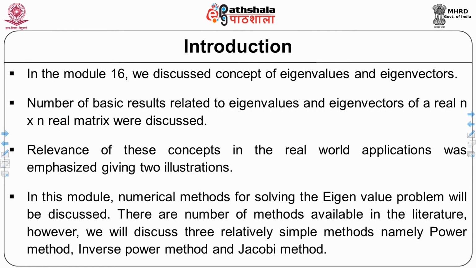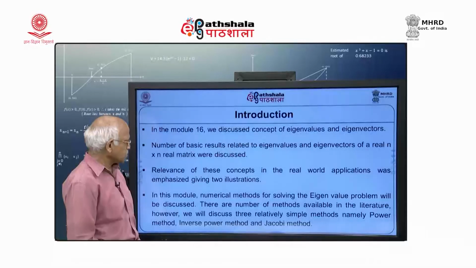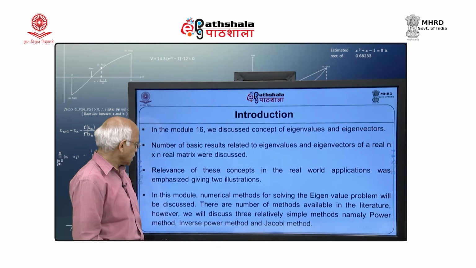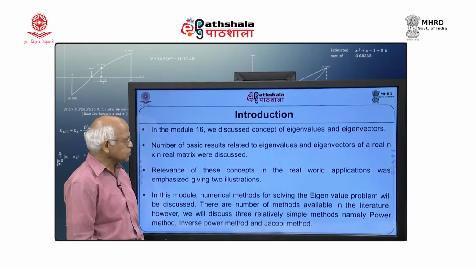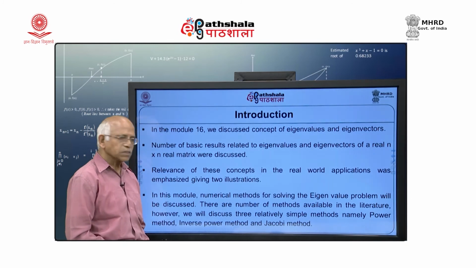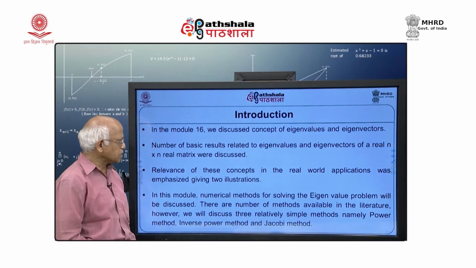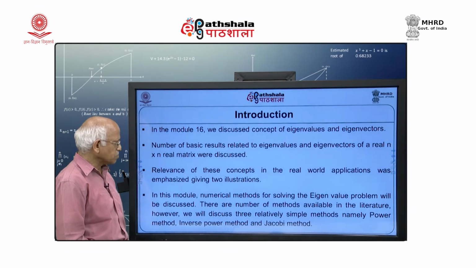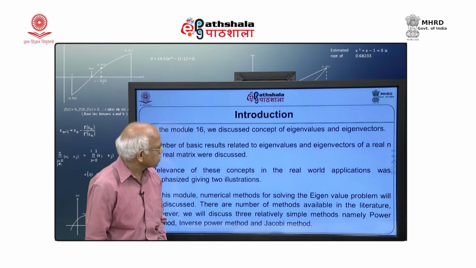In module 16 we discussed the concept of eigenvalues and eigenvectors, and a number of basic results related to eigenvalues and eigenvectors of a real n cross n matrix were discussed. The relevance of these in real world applications was emphasized, giving two illustrations, and in this module numerical methods for solving eigenvalue problems will be discussed. There are a number of methods available in the literature. We will be considering three relatively simple methods, that is power method, inverse power method and Jacobi method.